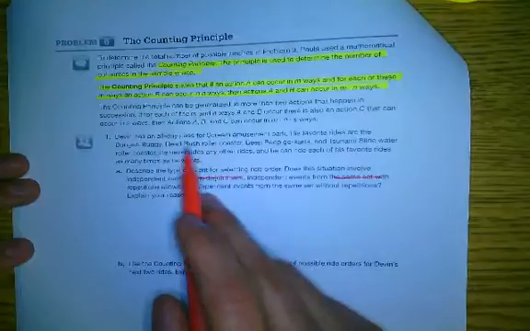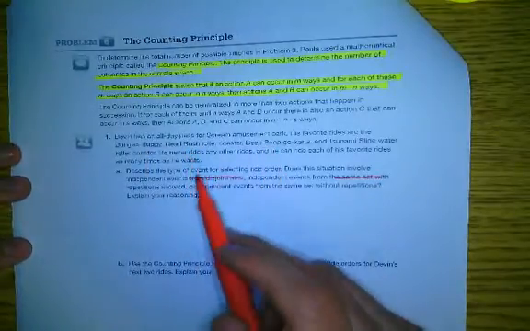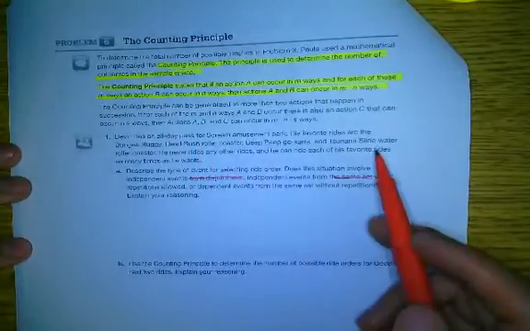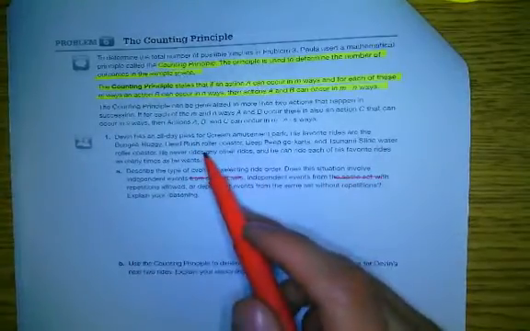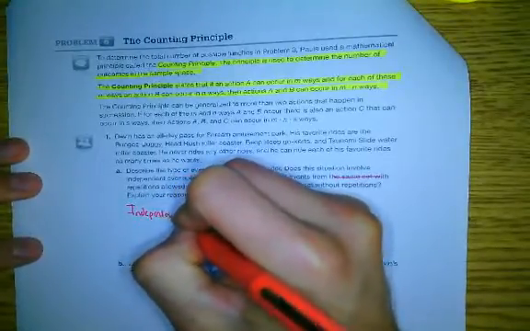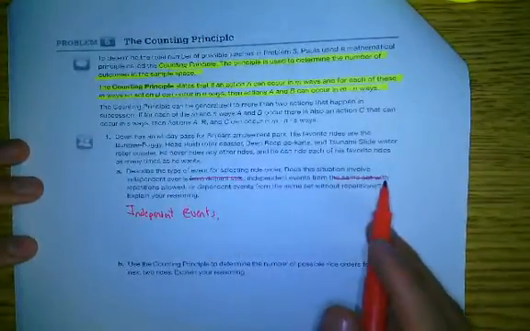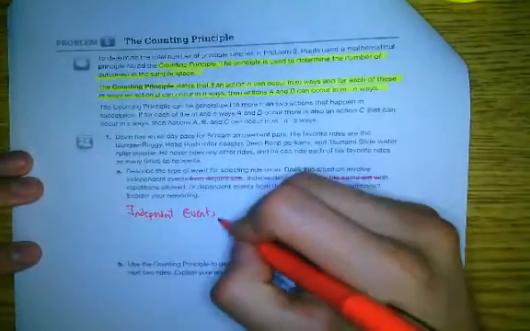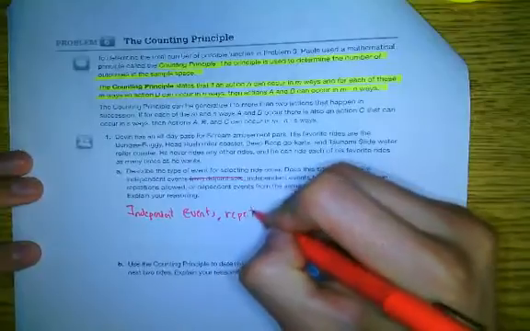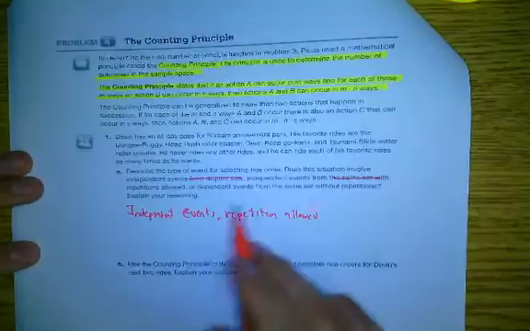Now here's the thing. Is repetition allowed? Well, I hope you see that it is. Repetition is allowed. You can use your own words to explain, but I think I can understand if you just write down independent and repetition allowed. It says, use a counting principle to determine the number of possible ride orders for Devin's next two rides. Explain your reasoning.